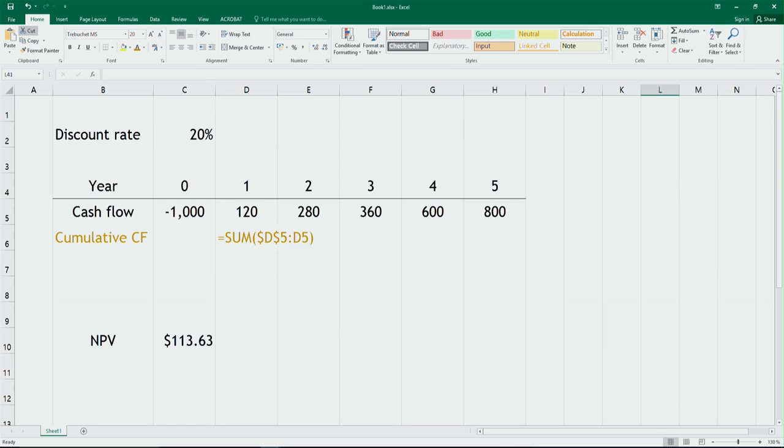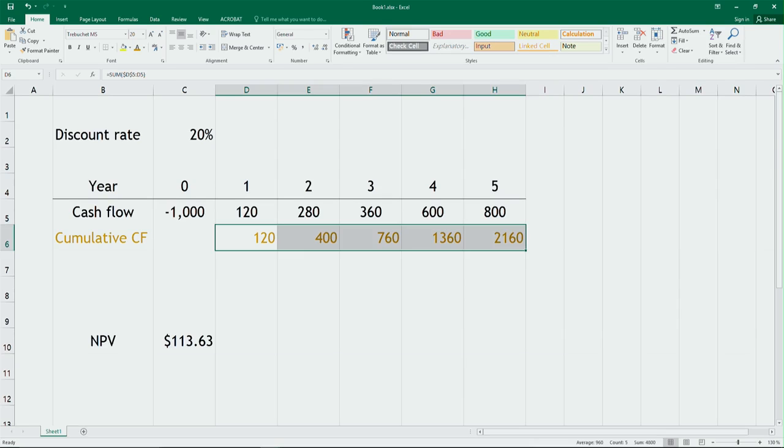Note that I have frozen the beginning cell D5 using the absolute reference. Since I did not freeze the ending cell, as I copy to the right, the ending cell in the sum function will change, while the beginning cell will always be fixed at cell D5, which is what we need for the cumulative cash flow calculation. So just copy the formula in cell D6 to the right, and we get year-by-year cumulative cash flows. Now we can see that we do not get paid back by year 3, but we do get paid back by year 4.